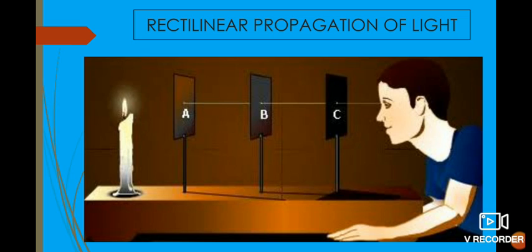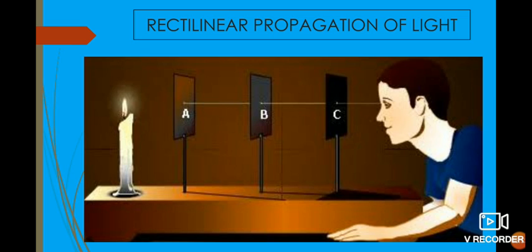Here is another small experiment which you can even try at home to prove that light travels in a straight line. We have taken 3 rectangular cardboard pieces of the same size, and we have made a hole in the center at the same place. Then we have arranged these cardboard pieces A, B, C, one after the other, so that all the holes are in a straight line.